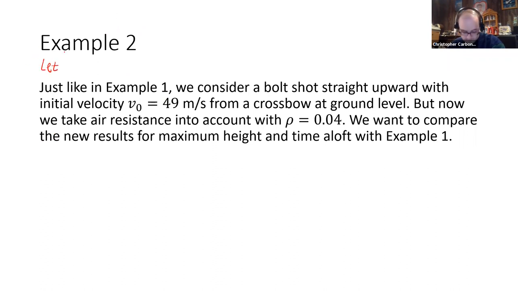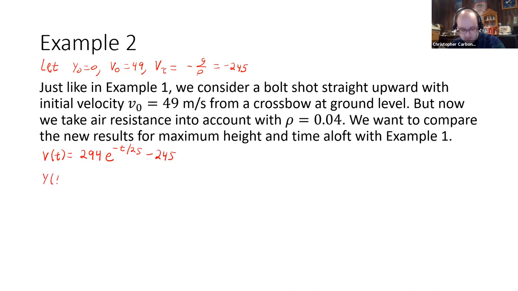So we are going to let y₀ equal 0, v₀ be 49, and v_τ is going to be equal to −g/ρ, which is going to be −245. So, doing this, we obtain our equations: v(t) for velocity is 294 times e^(−t/25) minus 245.